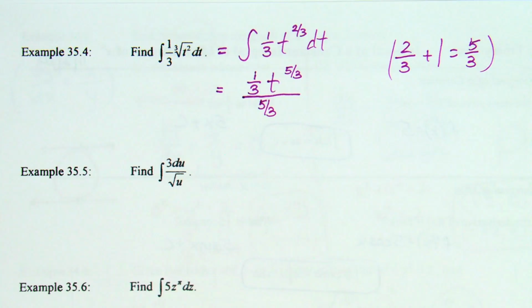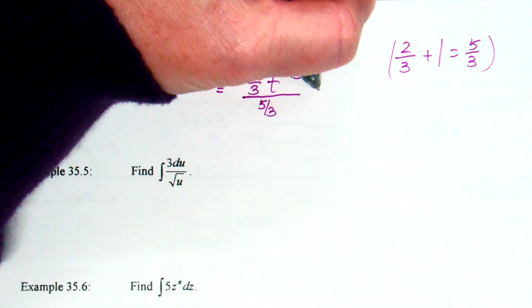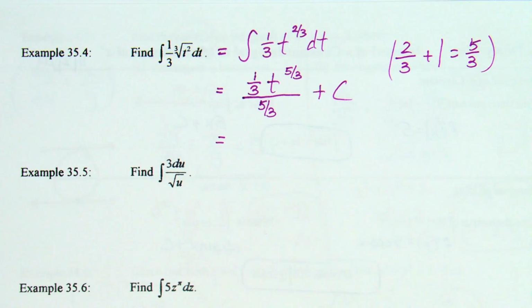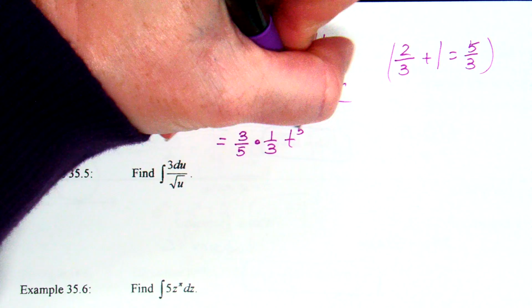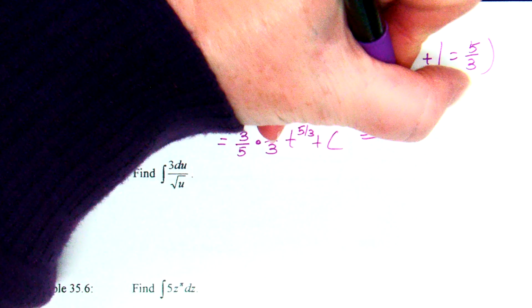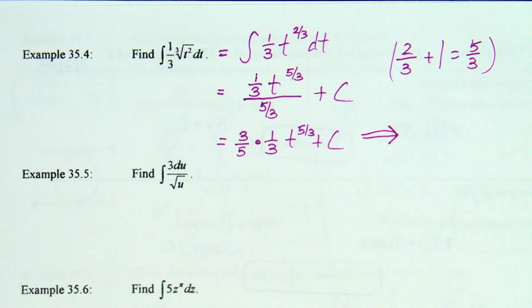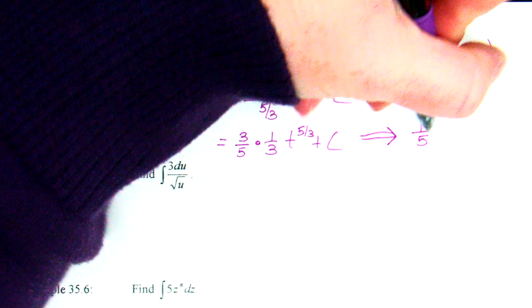What do I write in here before I move on? Plus C. Now, dividing by 5/3 is the same as what? Multiplying by the reciprocal. So, dividing by 5/3 is multiplying by 3/5. So this is really 3/5 times 1/3 t to the 5/3 plus C. Clean that up, though, because I'm not going to leave it as 3/5 times 1/3, although it's technically correct because it's equivalent. What does this reduce to? 1/5 t to the 5/3 plus C.